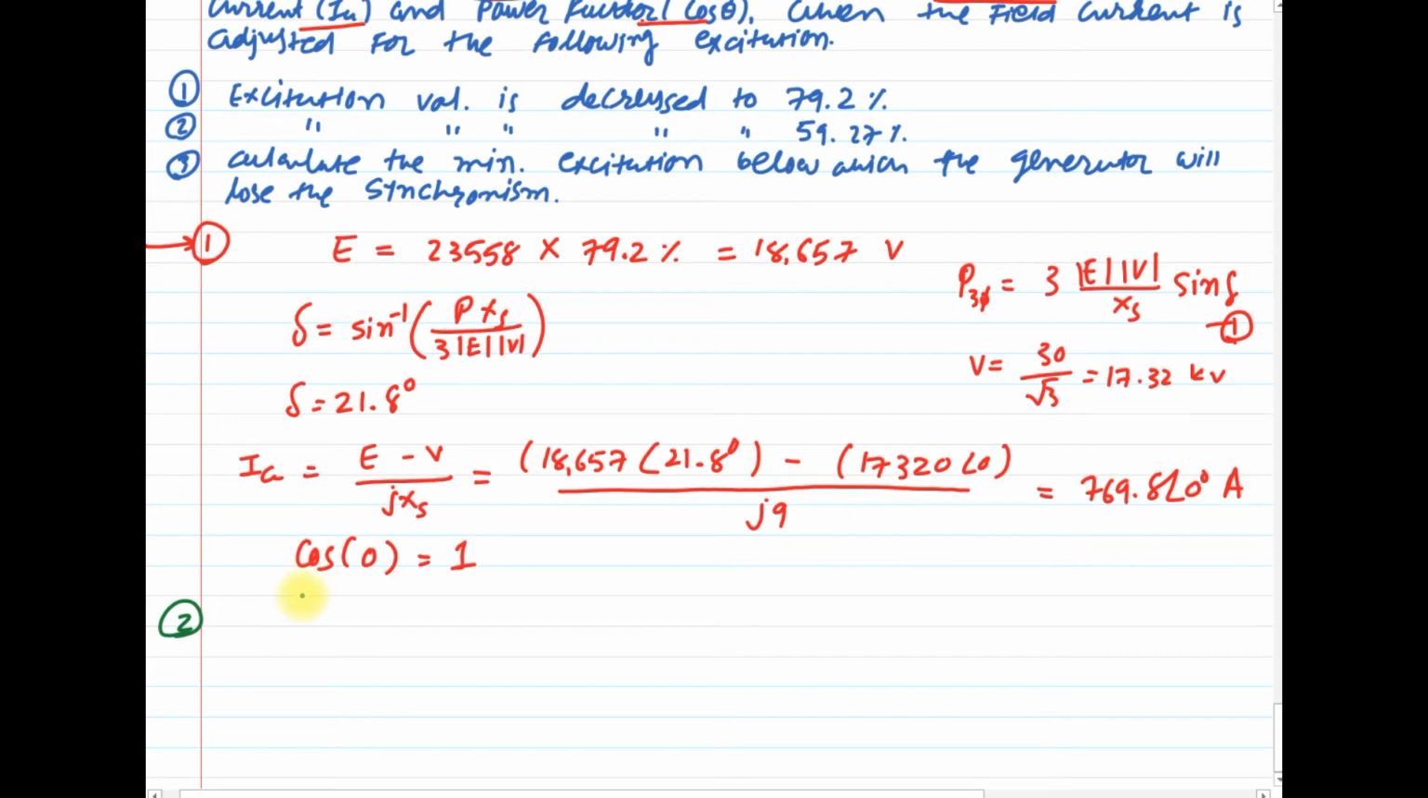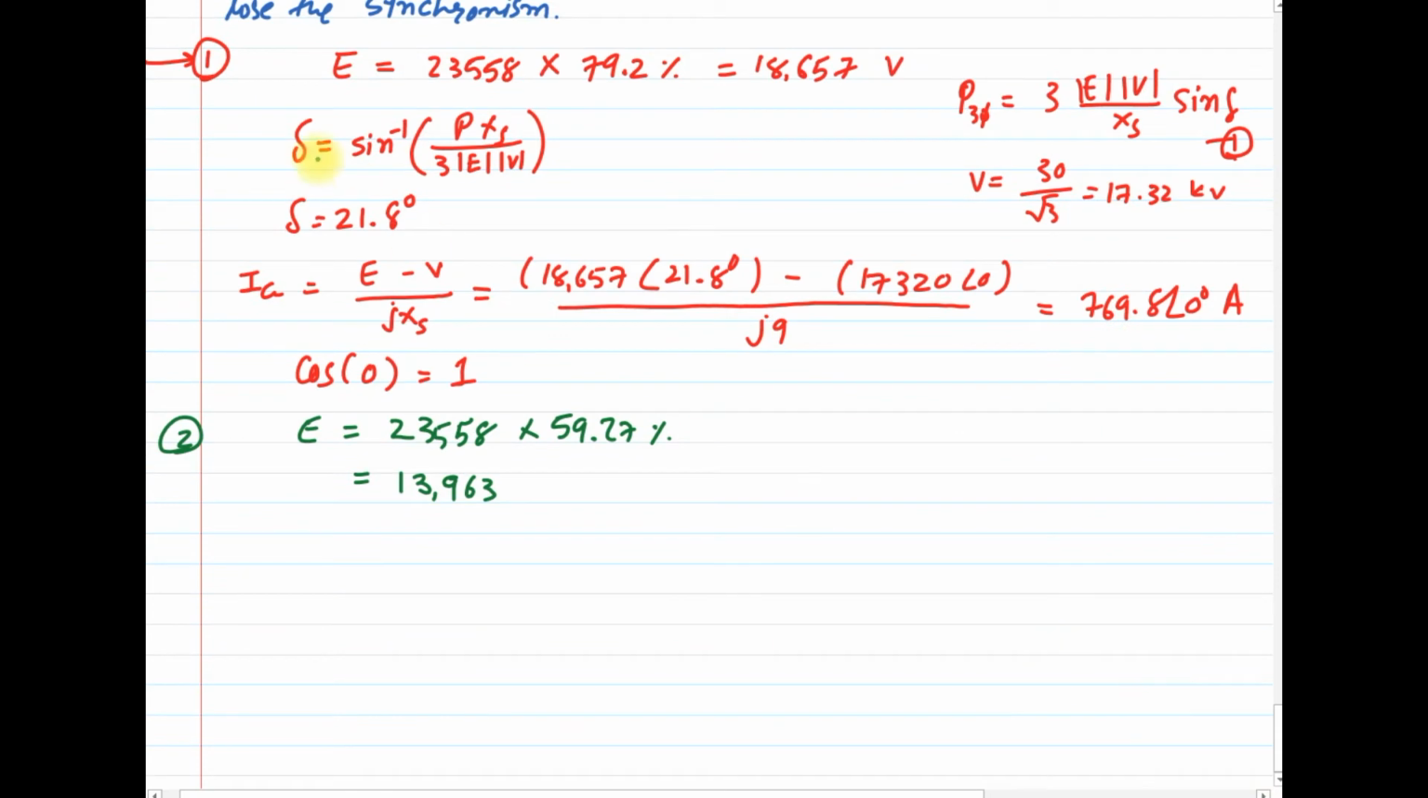So for the same case, just repeat the process as we have repeated in case A, which is E is equal to 23558 into 59.27%. Clear? So you will get the value of the new excitation voltage with this decreased one, which is 13963. Clear? So again you have to calculate the angle delta from the same equation.